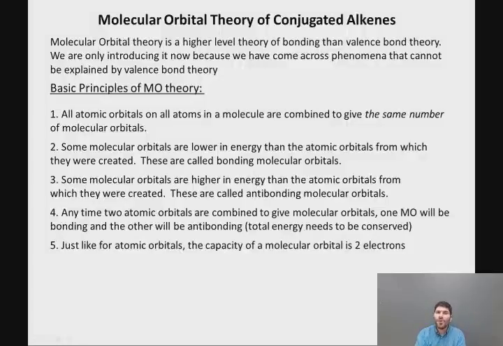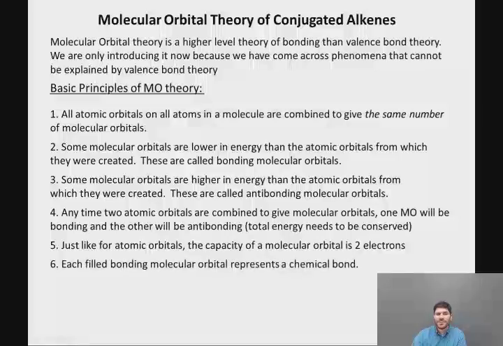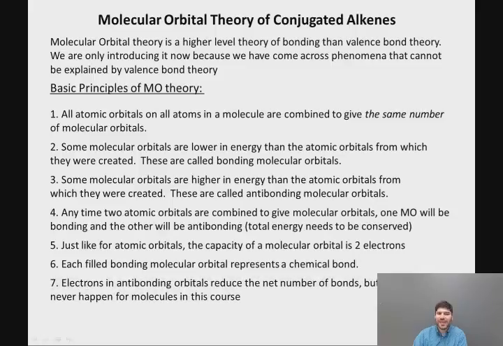So molecular orbitals are orbitals, and just like atomic orbitals, the capacity of a molecular orbital is 2 electrons. You got to remember that. No matter how big a molecular orbital may look in space, it still cannot hold more than 2 electrons. So each filled bonding molecular orbital represents a chemical bond. And electrons in anti-bonding molecular orbitals will reduce the number of bonds, but we actually will not need to ever use this fact because it's not going to be true for any of the molecules that we're going to look at in this course.